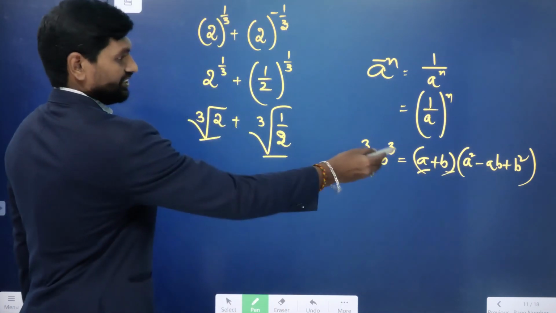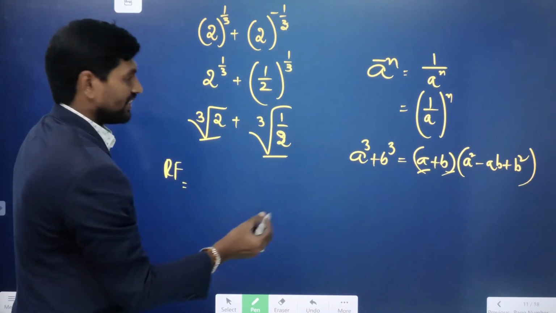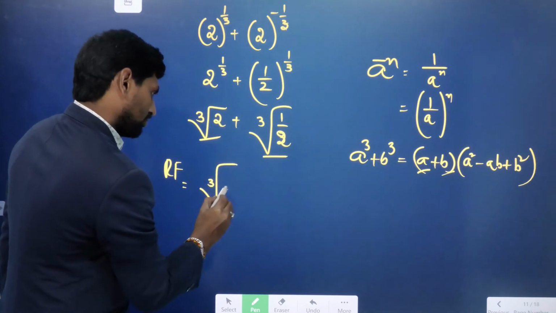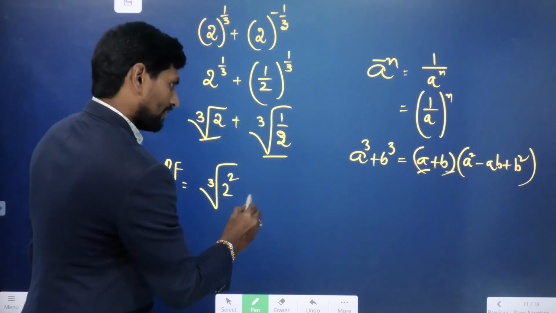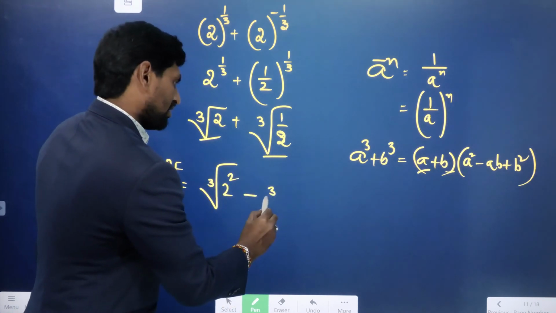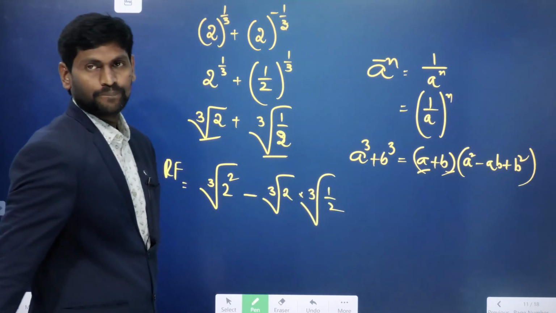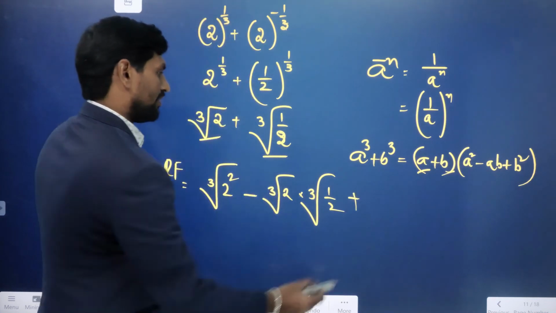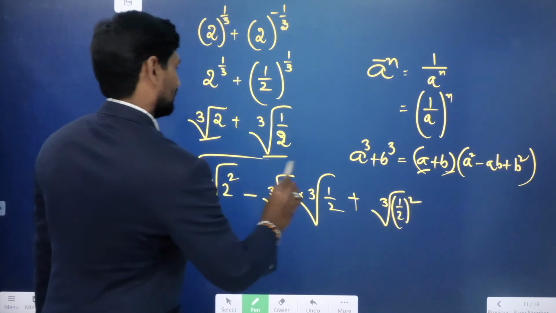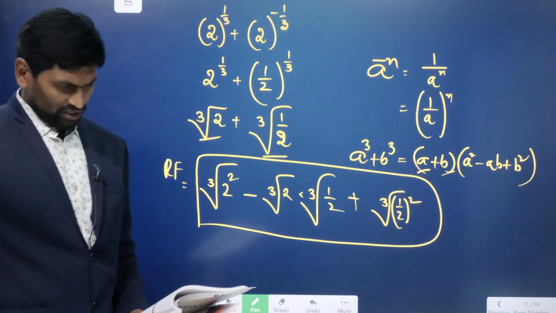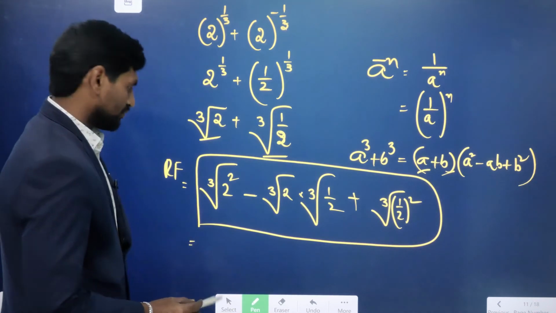Here a and b, their rationalizing factor I am writing: a square, where a means cube root 2, so cube root 2 whole square, minus ab, where ab means cube root 2 into cube root 1 by 2, plus b square, where b square means cube root 1 by 2 whole square. This is the rationalizing factor. In your textbook, the option is given in simplest form.